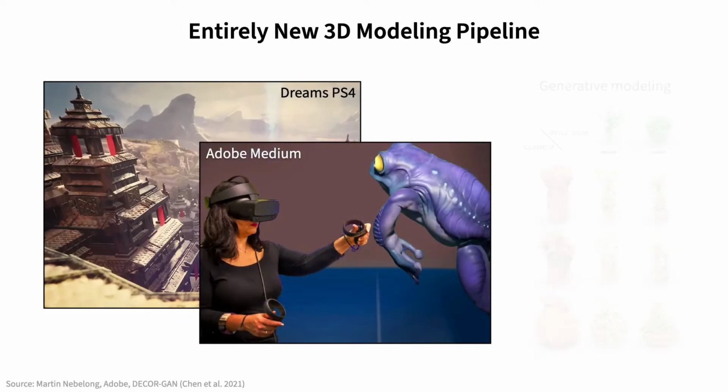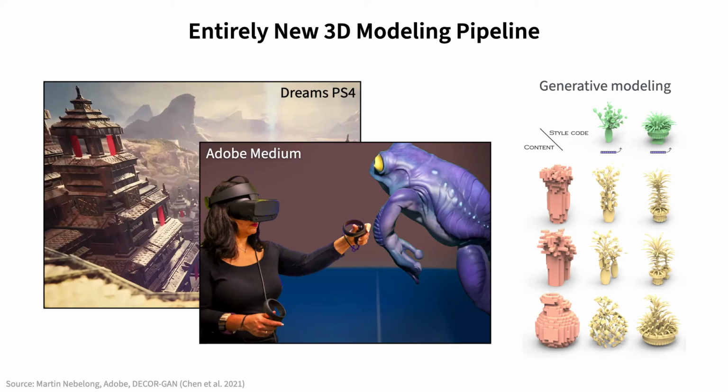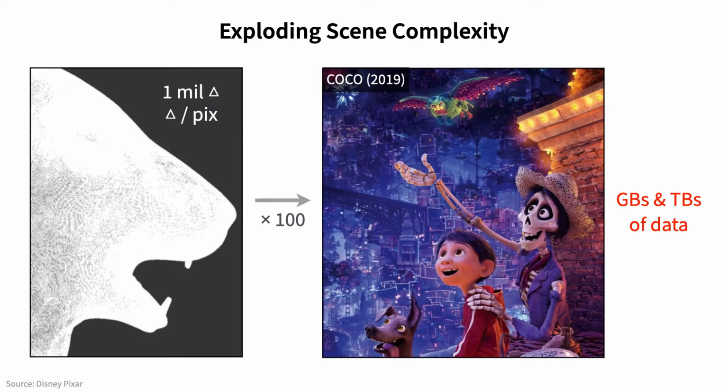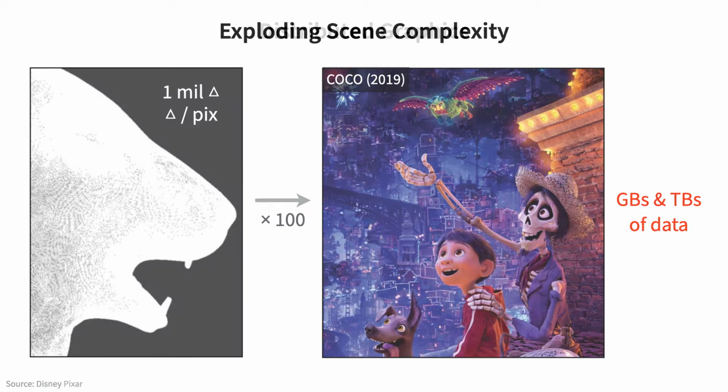We also have entirely new modeling paradigms like VR sculpting, and machine learning-driven generative modeling which are letting artists create content easier than ever before. Combine sensing technologies and better modeling tools, you have an explosion in mesh complexity. With a crazy Pixar movie scene, you'll have hundreds of these complex meshes. This results in gigabytes and gigabytes of data to manage.